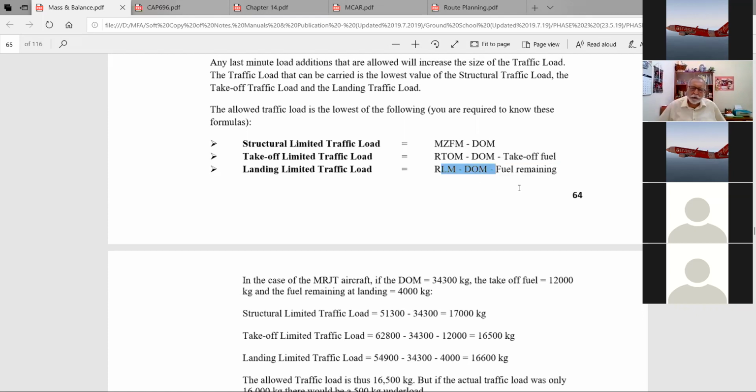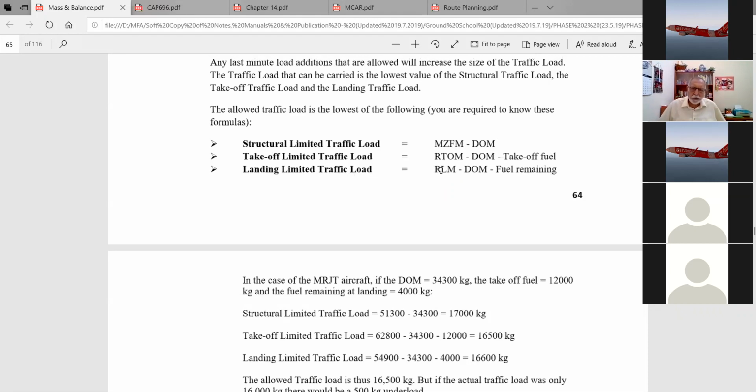So this formula you have got to remember. Structural limited traffic load is maximum zero fuel mass minus DOM. Takeoff limited traffic load is RTOM minus DOM minus takeoff fuel. We can calculate this takeoff fuel also. Landing limited traffic load is regulated landing mass.